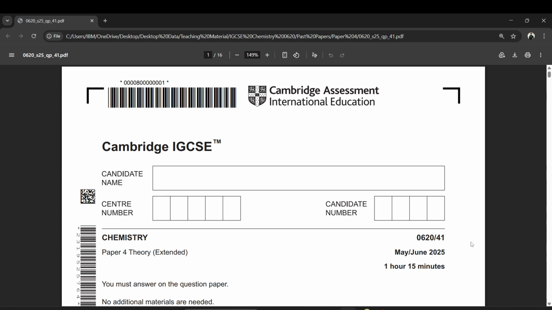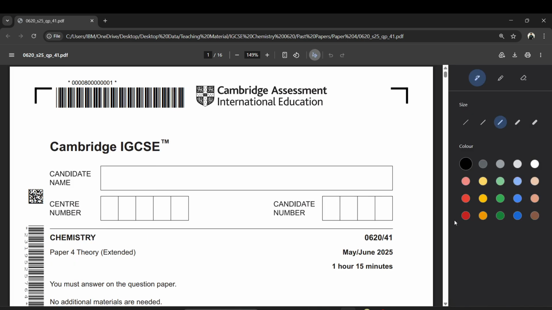So today we will be discussing one of the recent exam papers, which is May June 2025 paper 41. So let us get started.